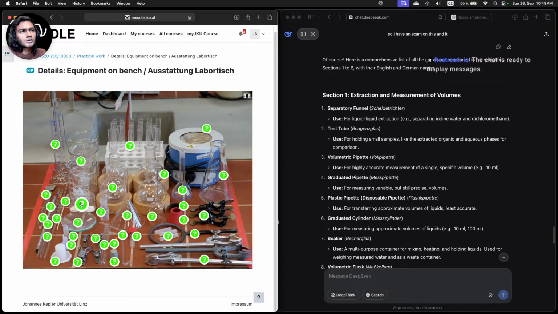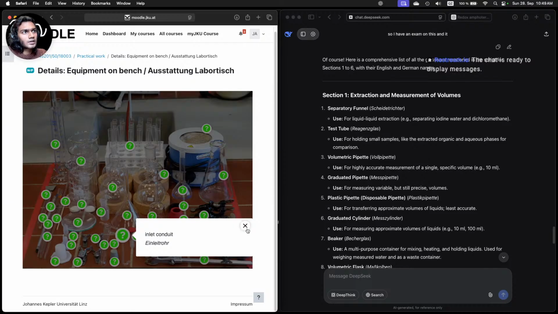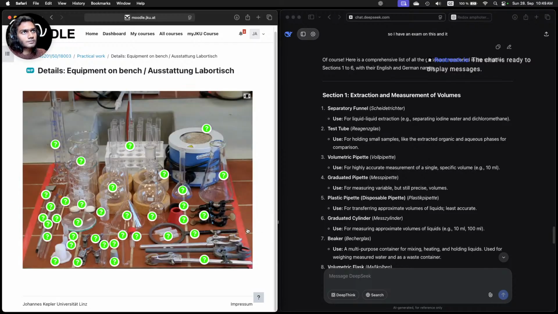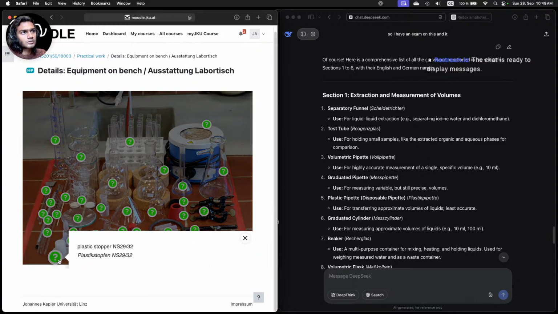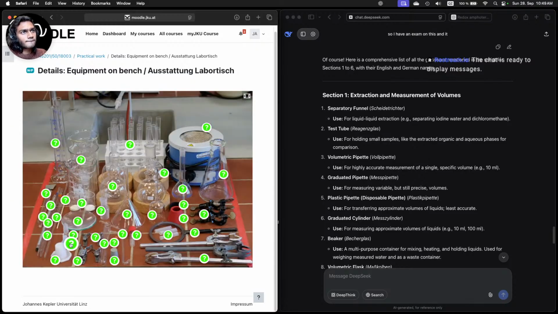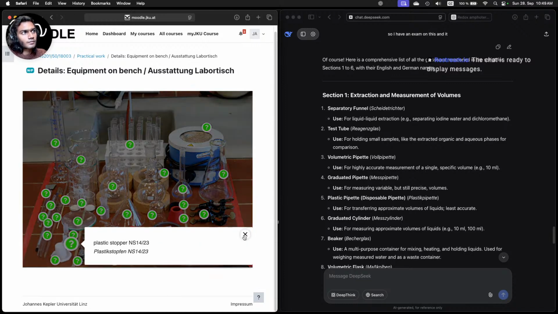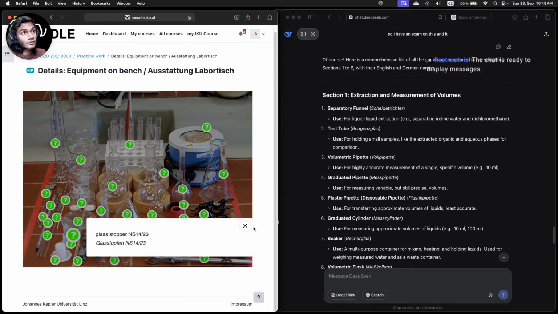Okay, beakers, filter crucible, funnel, quick fit. Okay, inlet conduit, rubber washer stopper, clamps, plastic stopper, glass stopper. That's still plastic. Glass, yeah.